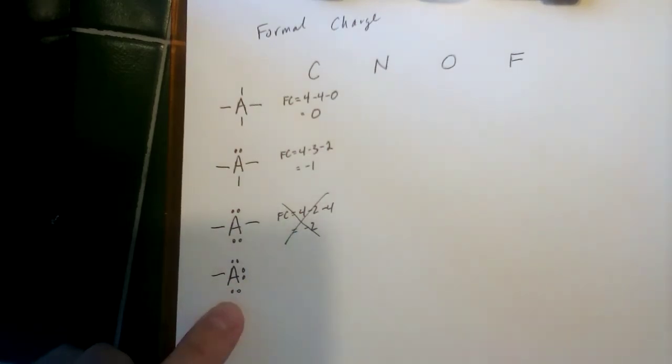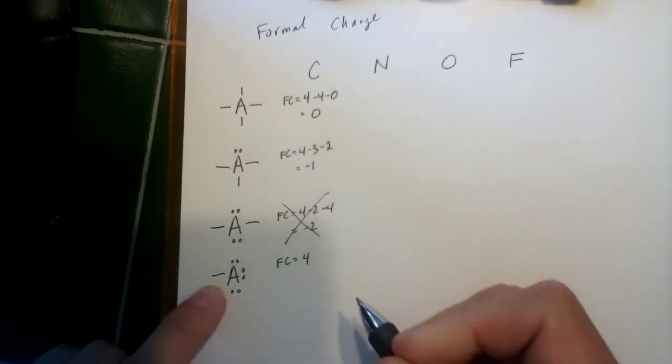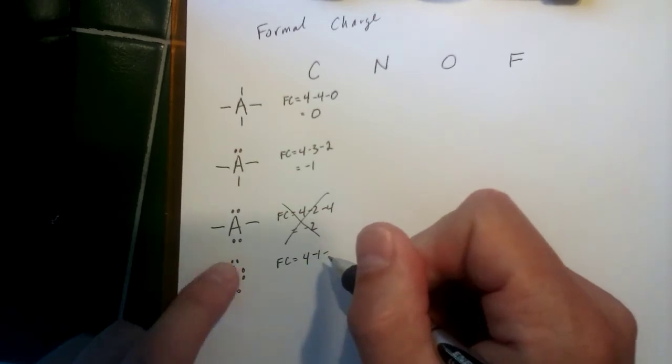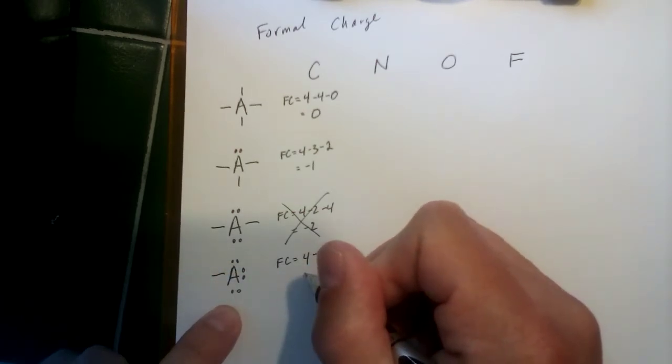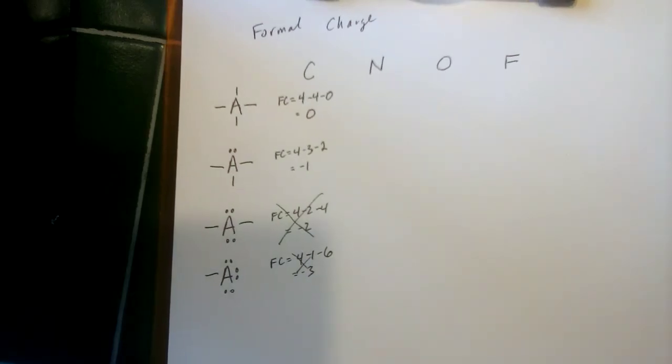And it gets even worse down here. This would be the formal charge. 4 for carbon, 1 bond, 6 non-bonding electrons. This would be -3. That is never going to happen as well. Okay, now let me give you an analogy here.